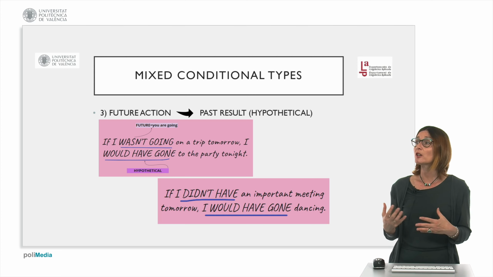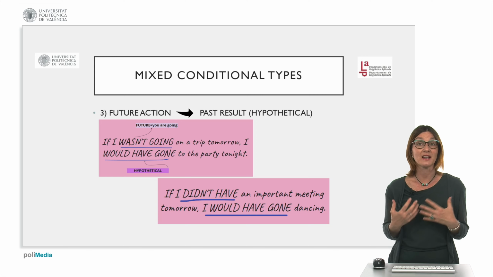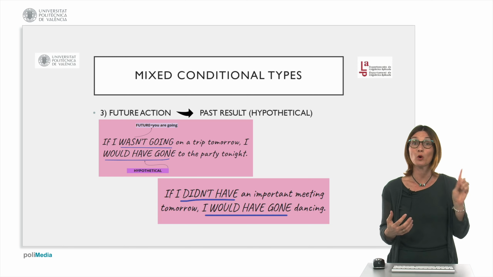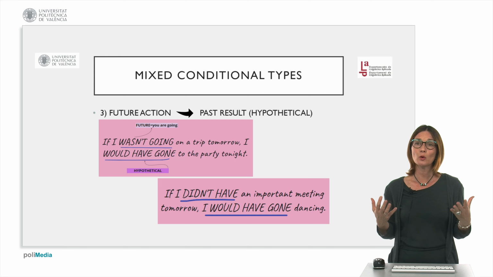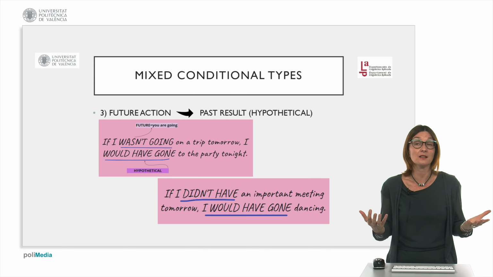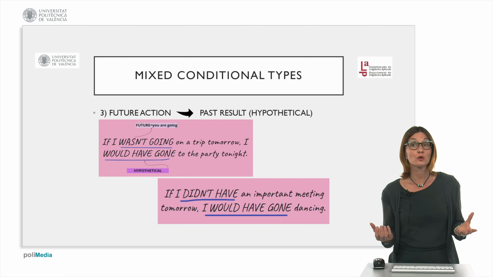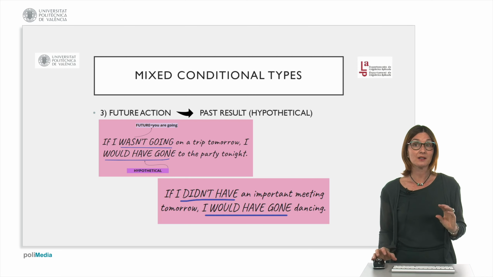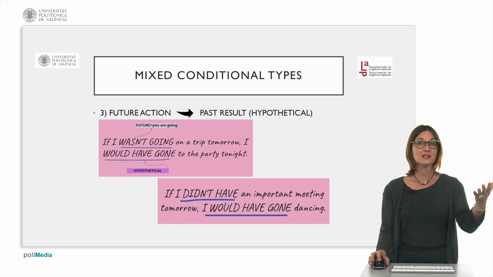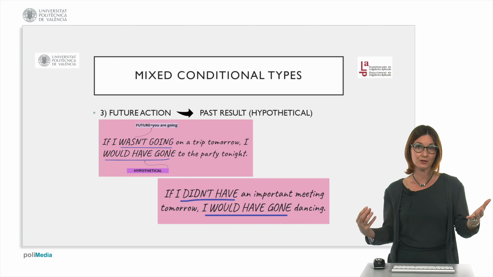If I wasn't going on a trip tomorrow, but I have a trip tomorrow, so tomorrow I'm going on a trip. So I say, if I wasn't going, I'm just hypothesizing, I would have gone to the party tonight. Right, but I didn't go to the party. Okay, so the fact that I have a trip tomorrow has somehow conditioned what I did in the past.